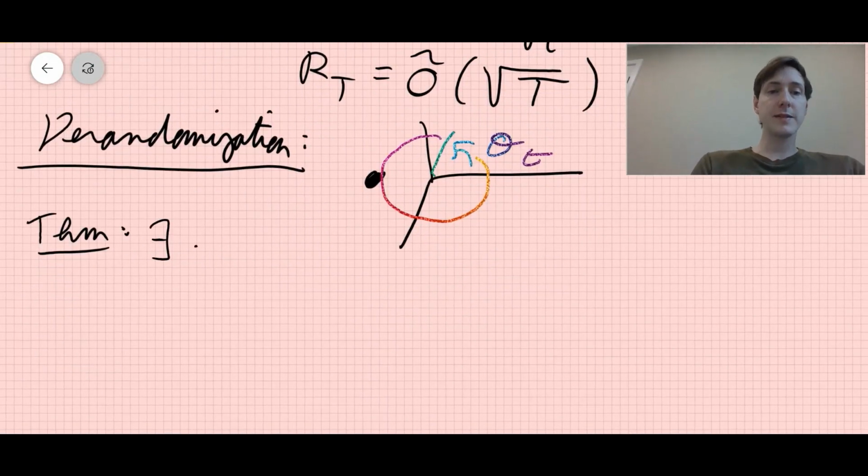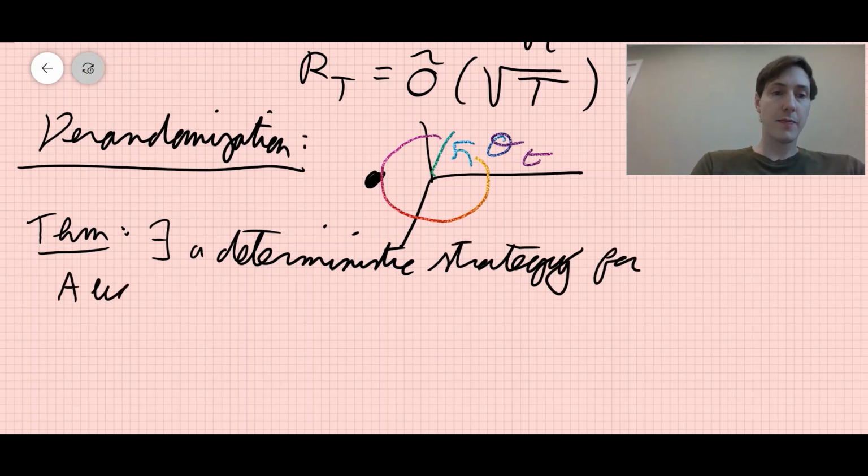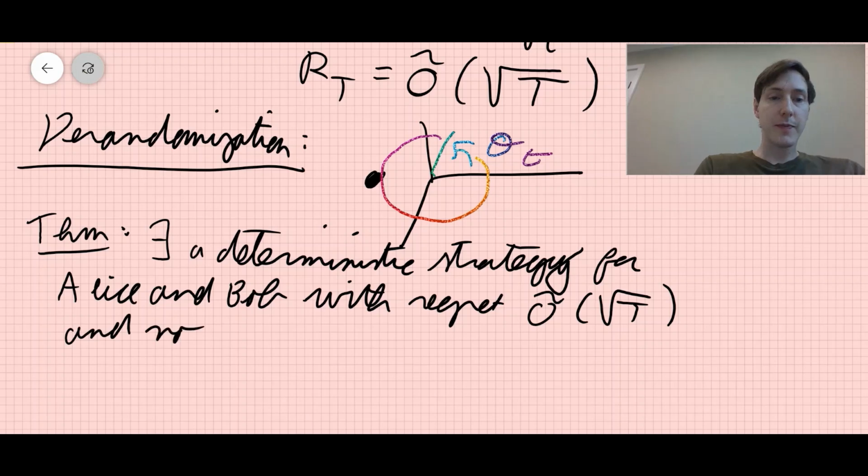So at the end, the theorem is that there exists a deterministic strategy for Alice and Bob with regret O tilde of square root t and no collisions with high probability.